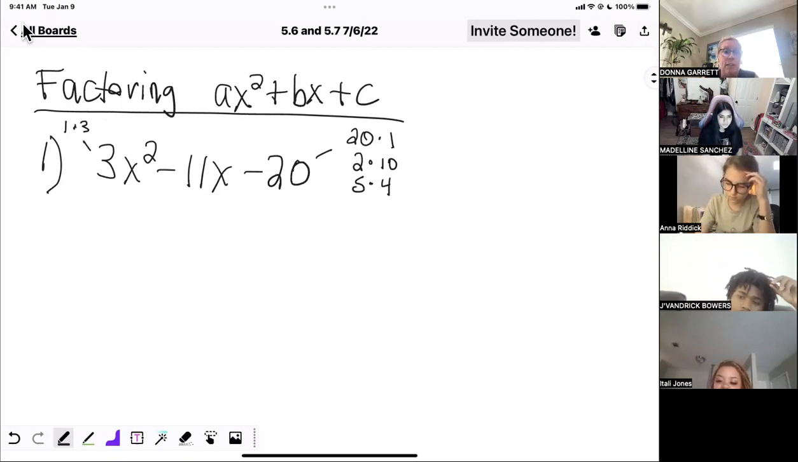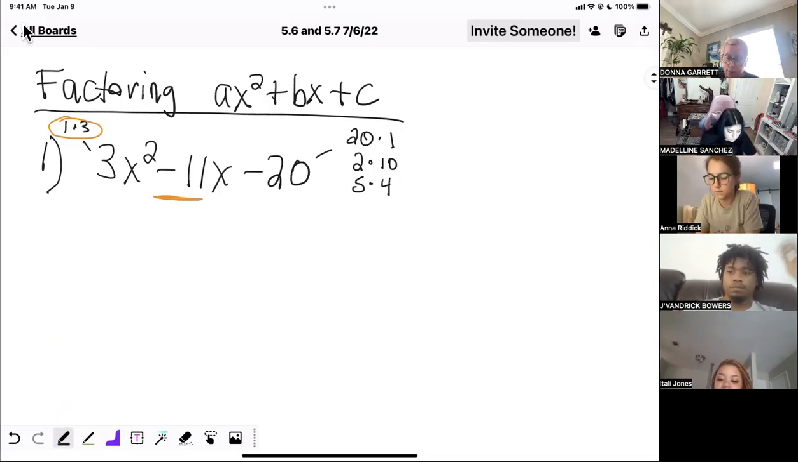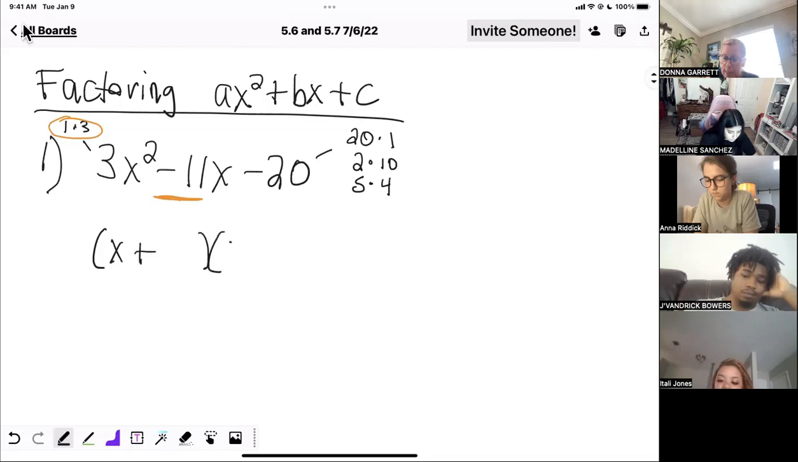We have to find a combination of the front, which means we have to use this. It's the only one there is for 3, 1 times 3. So we've got to use 1 and 3 in the front, and find a combination of numbers to put in the back so we make negative 11. It gets much, much harder because we have to take both of them into account. For instance, say I just want to try one. So I'm going to do x plus and an x minus.